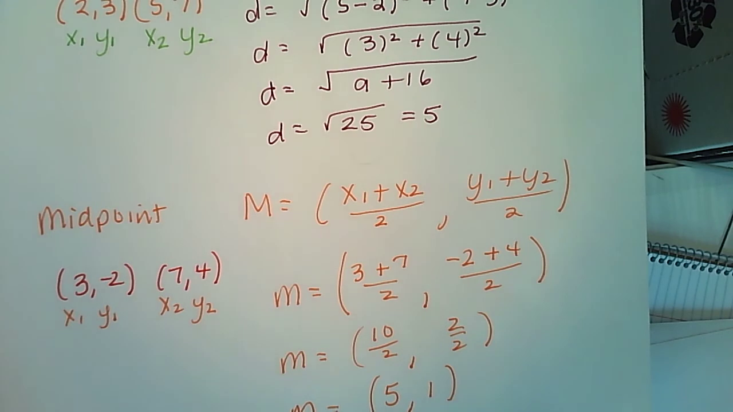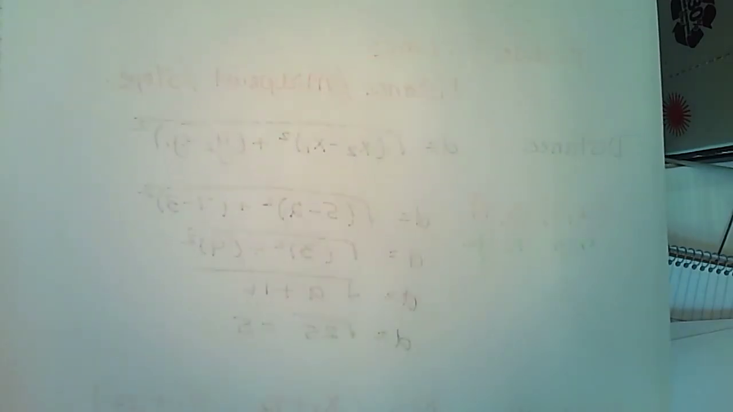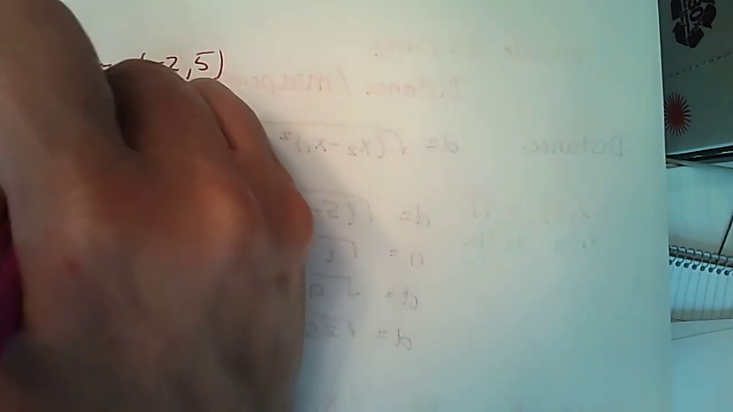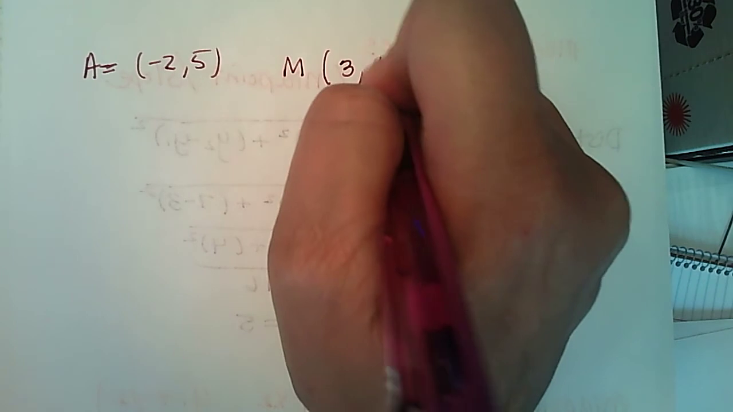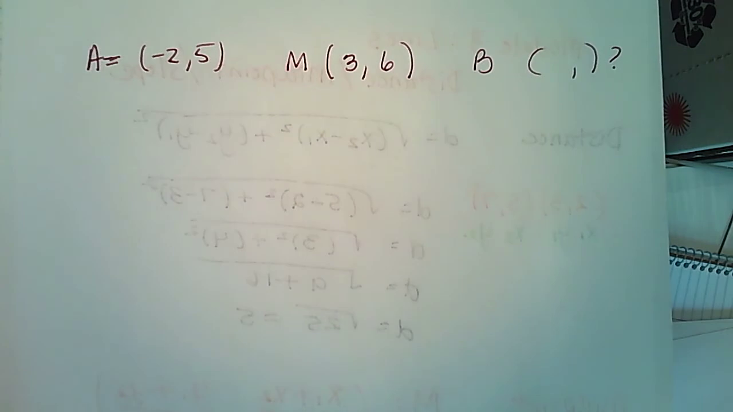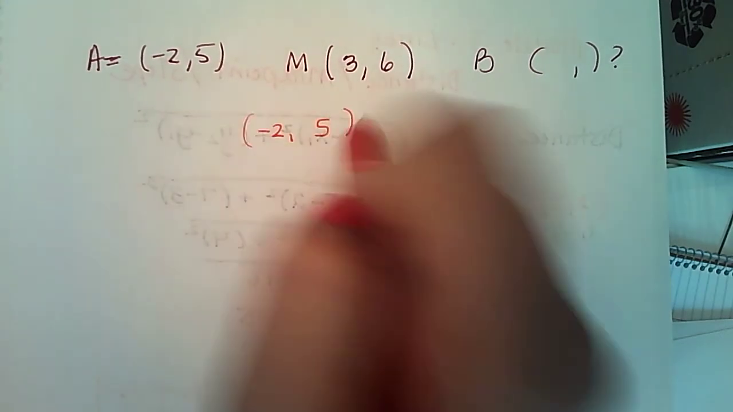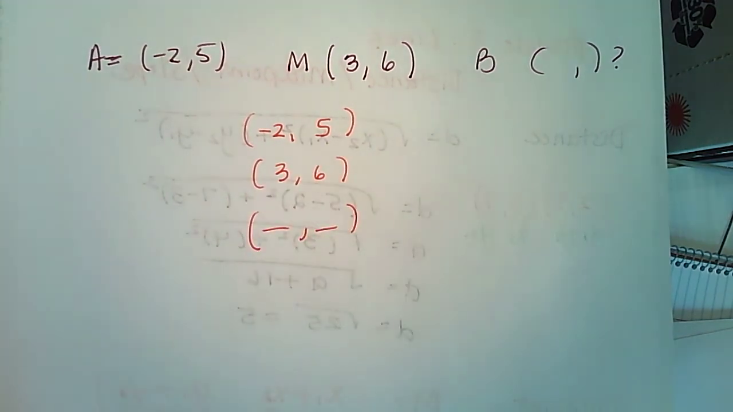And now sometimes we end up trying to find an endpoint. So say I'm given 2 ordered pairs. I say A is (-2, 5). Oops, sorry. I'm giving you the midpoint to be (3, 6). And I want to find out what this other endpoint down here is. What am I going to do? The easiest is to do something we call stacking. We just stack these numbers on top of each other. There's my first ordered pair. There's my midpoint. And this is the guy I'm looking for.